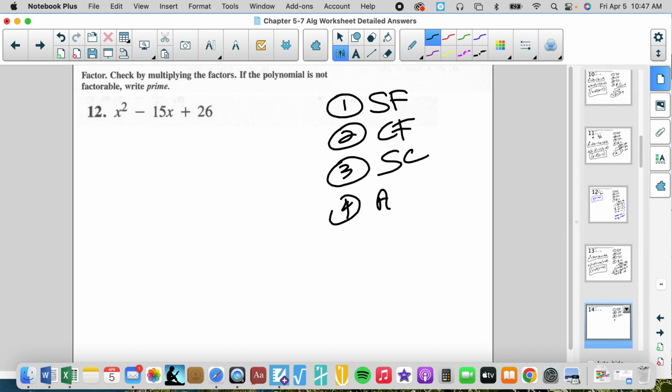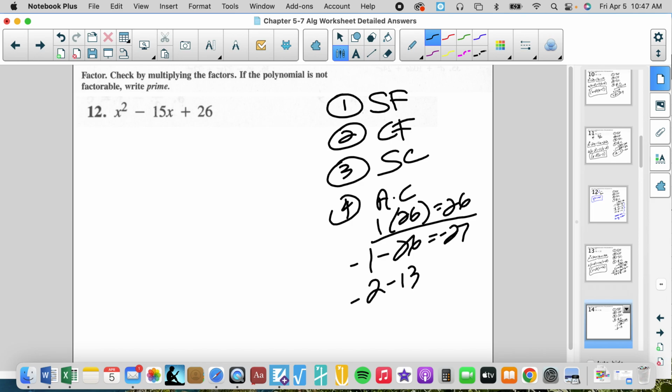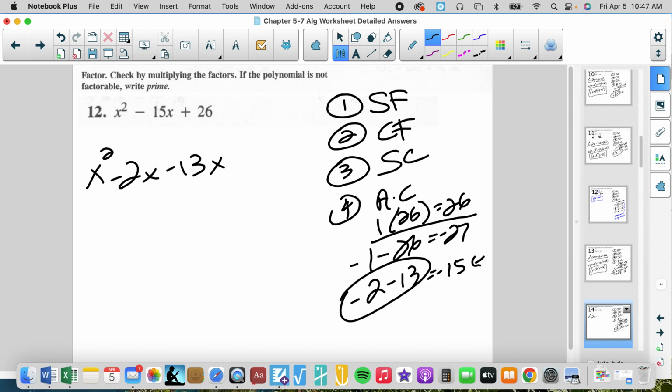4 is a times c, 1 and 26. 1 and 26, 2 and 13, that's it. Signs are the same, both are negative. Negative 27, negative 15, those are my middles. X squared minus 2x minus 13x plus 26.